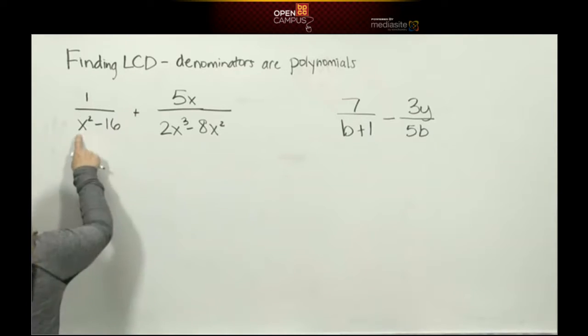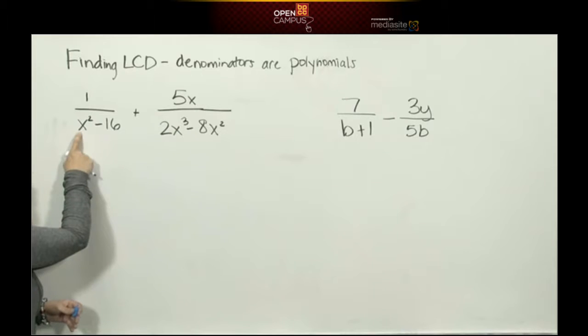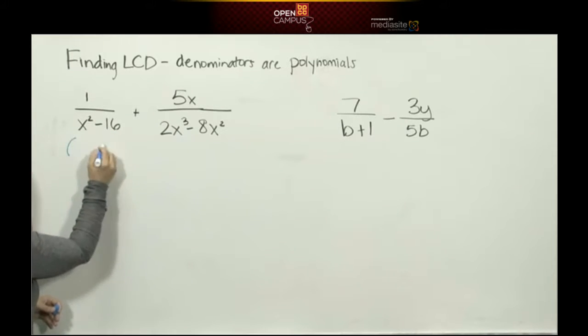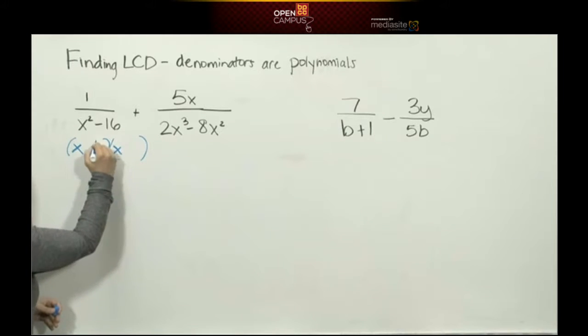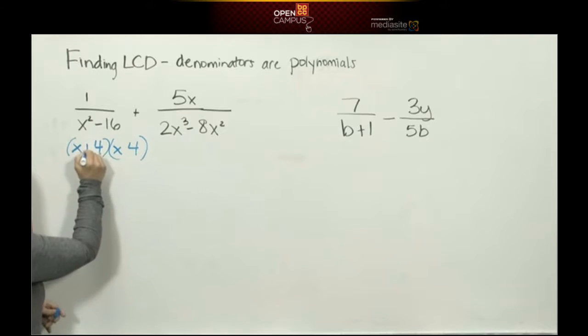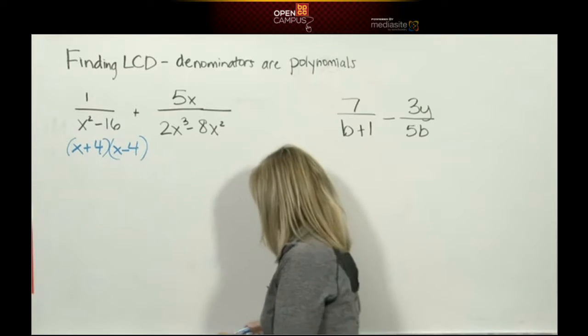All right, so is there a GCF? No. Is this a difference of perfect squares? Yes, it has the subtraction symbol. X squared has an even exponent. 16 is a perfect square. So I'm going to factor. I'm going to put my two parentheses. This is going to be x times x. 16 is 4 times 4. When we factor a difference of perfect squares, our answers are conjugates. Change the middle symbol. Good.